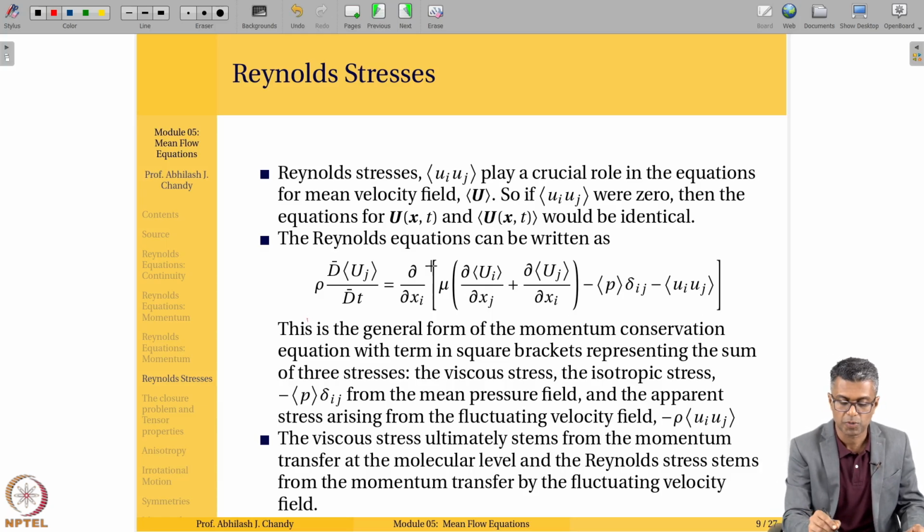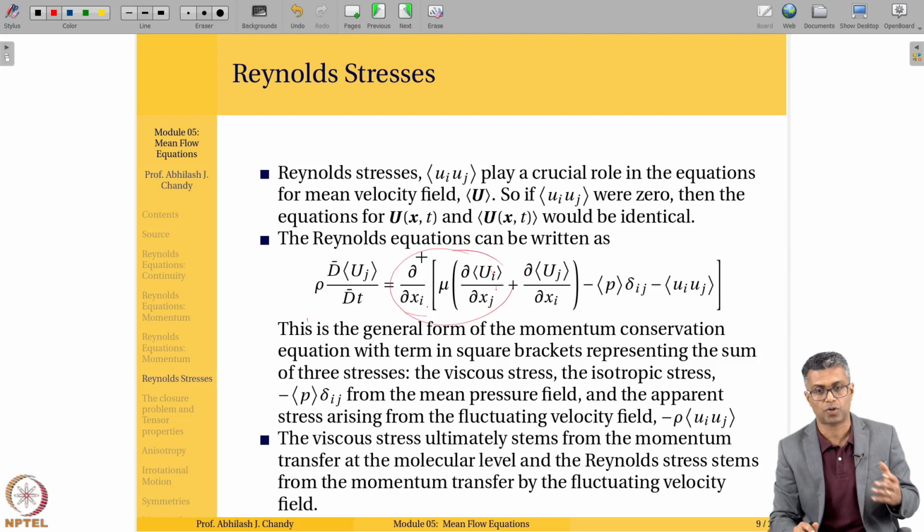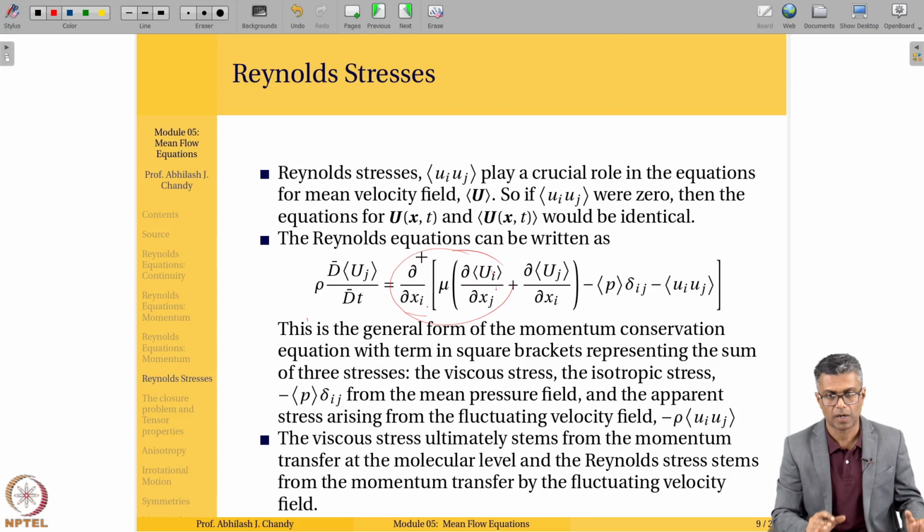The viscous term can be split into this because, as you know, one of these terms will end up being 0 because of the continuity, and you will end up having a second derivative, like a diffusion term, a viscous diffusion term. But otherwise, this term is exactly what I had written earlier. It is the Reynolds equations.